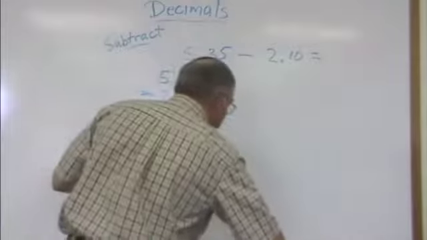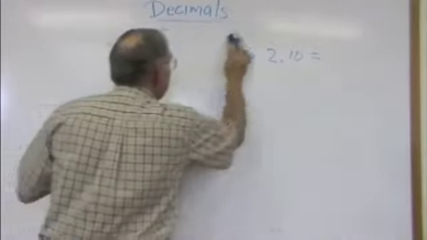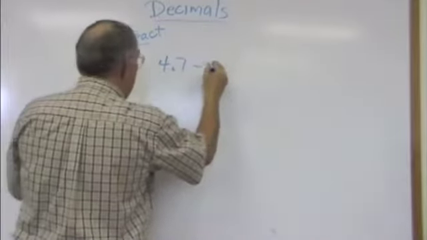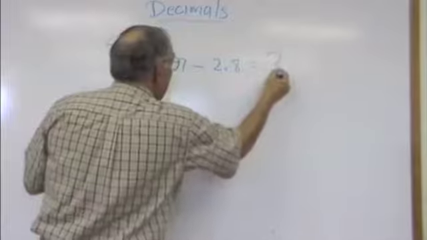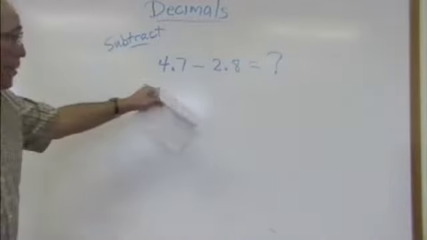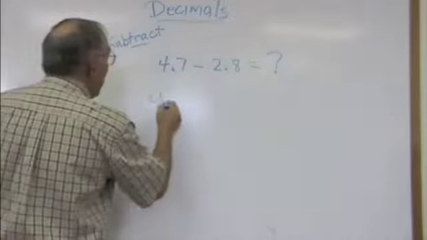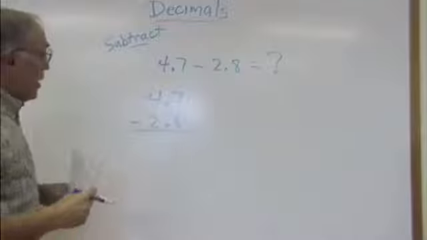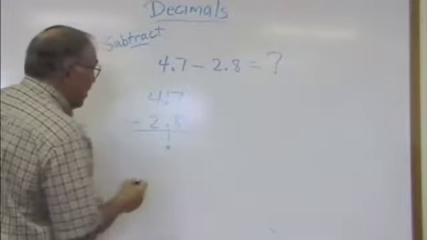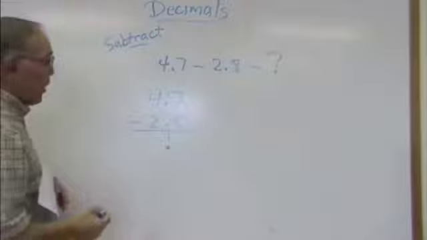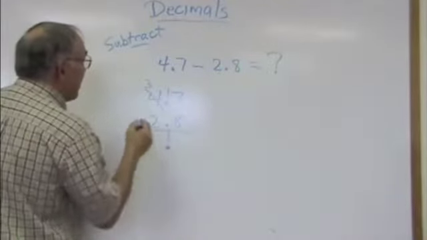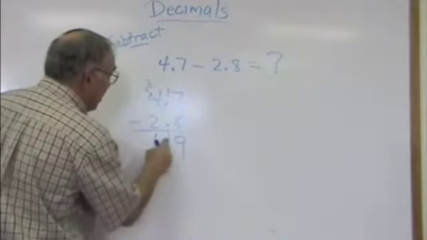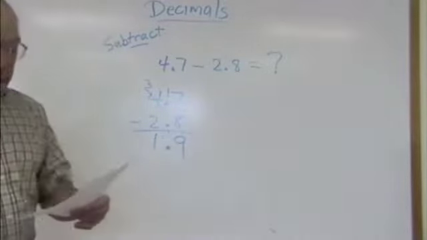Here's another one. What if you have 4.7 minus 2.8 equals what? Well again, the larger number is going to go on top. 4.7 minus 2.8. The decimal points are lined up. The decimal point comes straight down to your answer, and we can borrow right through the decimal point. 4 becomes a 3, that becomes 17. 17 minus 8 is 9. 3 minus 2 is 1. We get 1 and 9/10, 1.9.